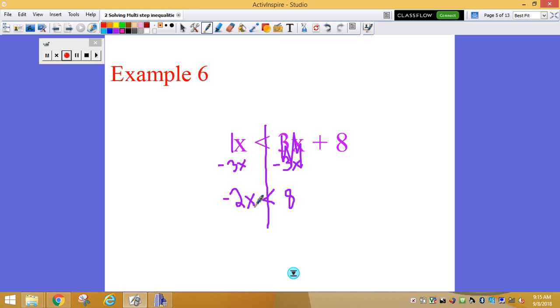Now, these are multiplying. The opposite of multiplying is dividing. So I'm going to divide by negative 2. Those negative 2's go away. Now, I divided by a negative, so I should flip my inequality. And 8 divided by negative 2 is negative 4. So there's example 6.